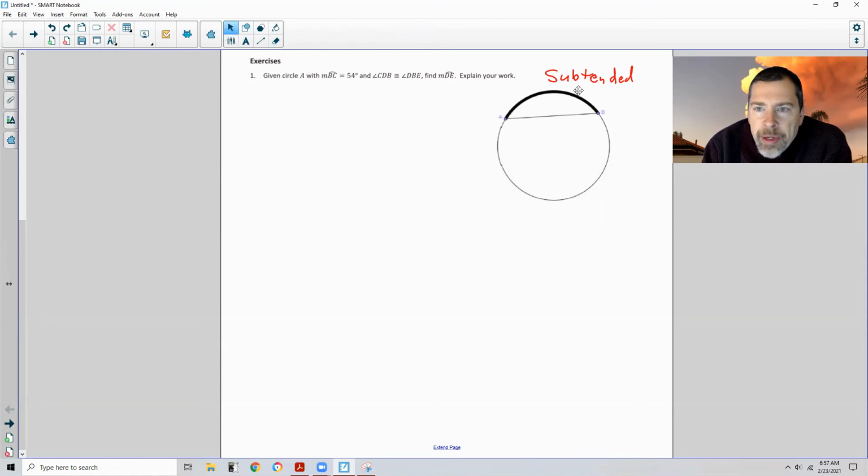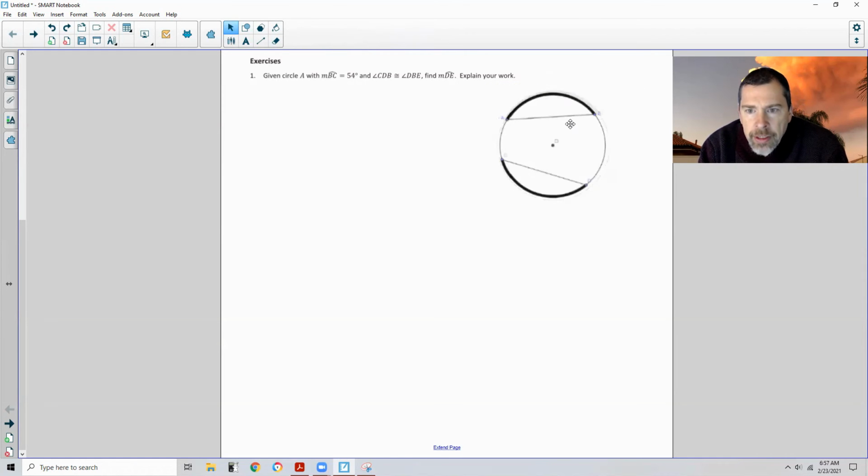So after I talk about that, then there's more to it than that. So let me get rid of this. Now we have this circle. So now we have arc AB right here that is subtended by chord AB. We have arc CD subtended by chord CD. So now we have two arcs and two chords.